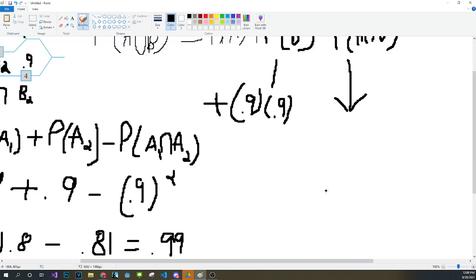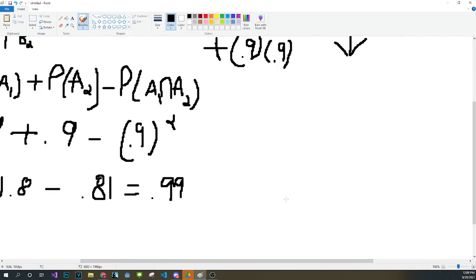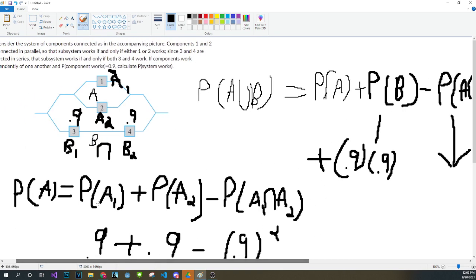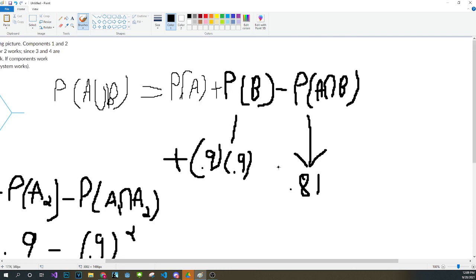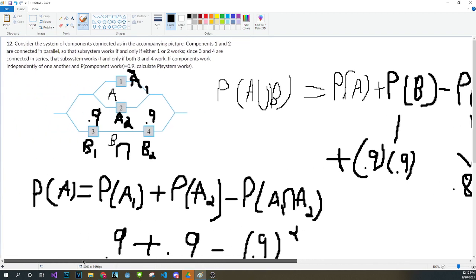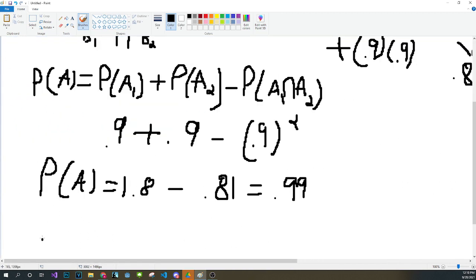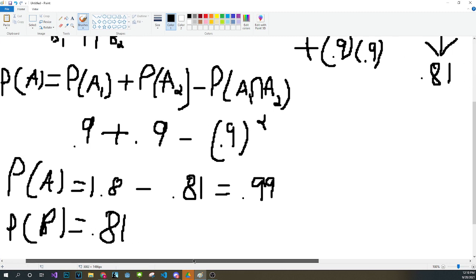So now we find B. Since B1 is contingent on B2, we just multiply those together, leaving us with 0.81. Therefore, the probability of B is actually 0.81.